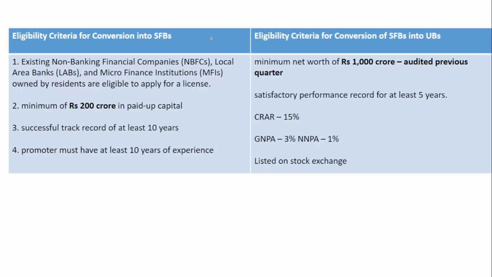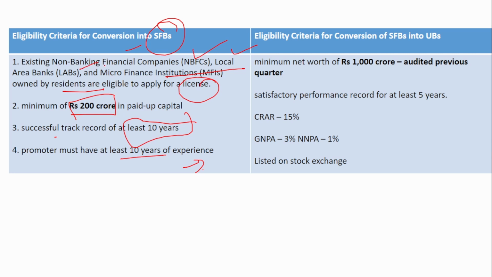This is the eligibility criteria for conversion into a small finance bank. Who all can convert into a small finance bank? Existing NBFCs, local area banks, and microfinance institutions owned by residents are eligible to apply for a license. Remember, it is NBFC, local area bank and microfinance institution. They should have maintained a minimum capital of 200 crores and should have a successful track record of at least 10 years. The promoter must have at least 10 years of experience in the banking sector. These are the various eligibility criteria for an NBFC, local area bank or microfinance institution to convert into a small finance bank.